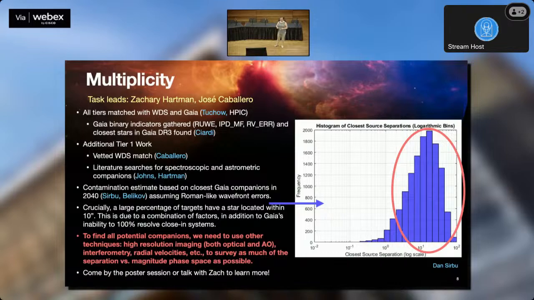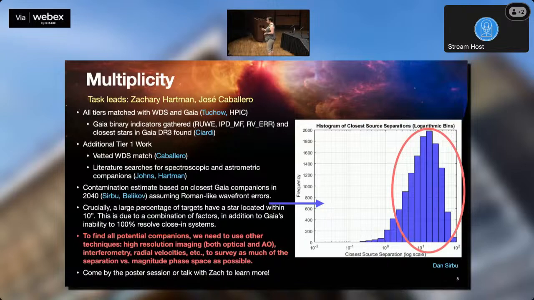In the plot that you're seeing, the contamination estimate based on Gaia in 2040, so when we're expected to launch. And what you can see is that a lot of stars actually have a star located within 10 arcseconds of them. That's very close. And especially when we want to direct image these targets, that's a lot closer than we'd be comfortable with. However, this isn't a well fleshed out survey because Gaia doesn't have 100% ability to resolve stars this far in.